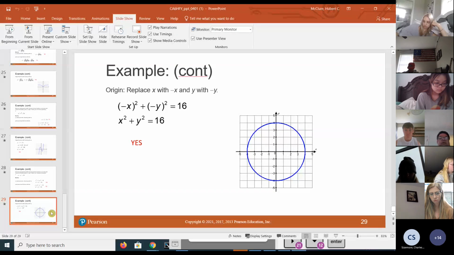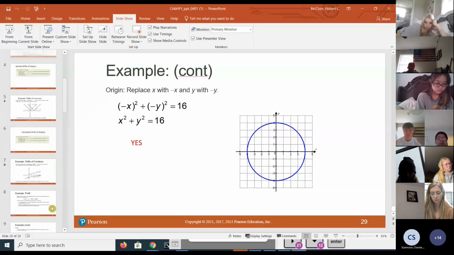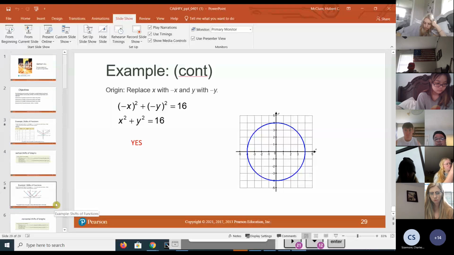And that's basically 4.1. So what are the highlights of 4.1? Make sure you can sketch. Make sure you know about symmetry. And make sure you know the parent graphs. Okay?